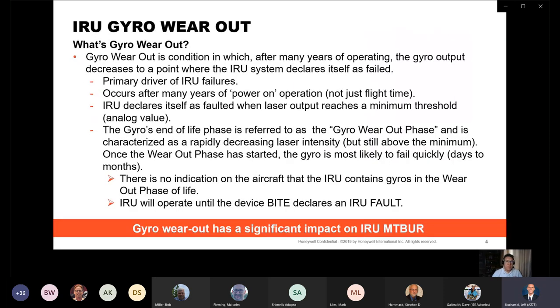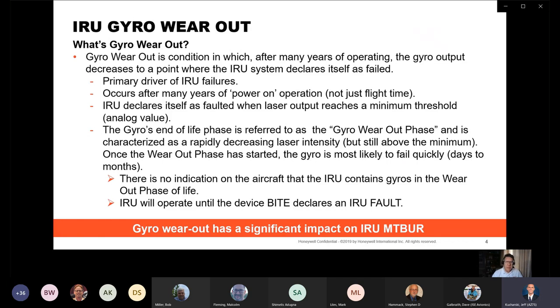So what is gyro wear-out? Well, gyro wear-out is a condition in which, after many years of operating, the gyro output decreases to a point where the IRU system declares itself as failed. It is the primary driver of IRU failures. It occurs after many years of power on operation, not just flight time. The IRU declares itself as faulted when laser output reaches a minimum operational threshold.